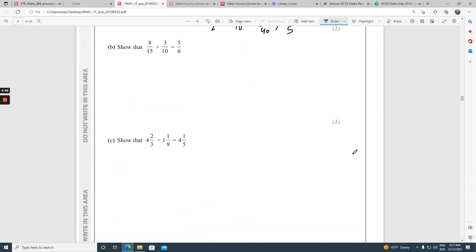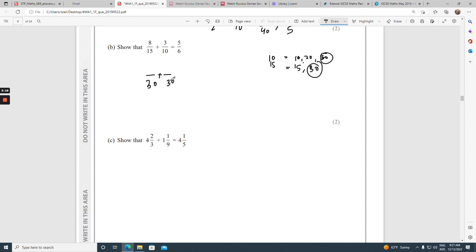They're saying show that this fraction plus this fraction is equal to 5 over 6. Let's do that. So to add them, we need to have the same denominator. It means we need the lowest common multiple of 10 and 15, which is 30. You can easily find it: 10, 20, 30. Same way if you go with 15, it's 15 and 30. So 30 is the lowest common multiple.